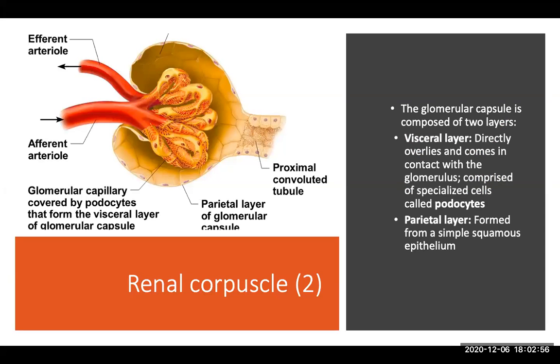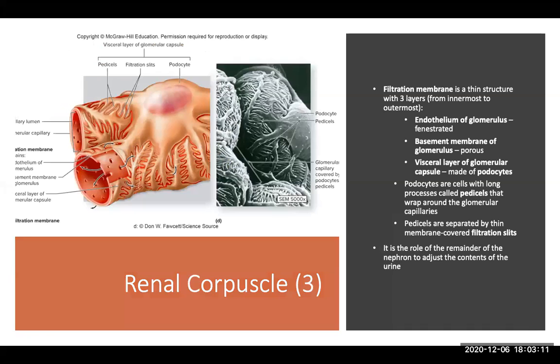It has two layers. The visceral layer directly overlies and comes in contact with the glomerulus. It's comprised of specialized cells called podocytes. The parietal layer is formed from a simple squamous epithelium layer. The filtration membrane is a thin structure with three layers: the endothelium, which is fenestrated, or has holes in it; the basement membrane, which is porous; and then the visceral layer, made up of podocyte cells with long legs that allow for spaces, or filtration slits, for filtrate to pass through.